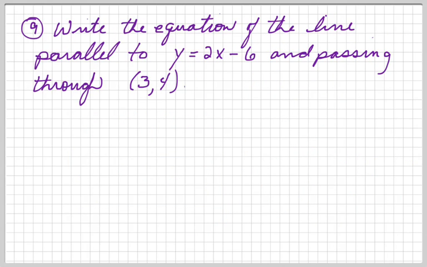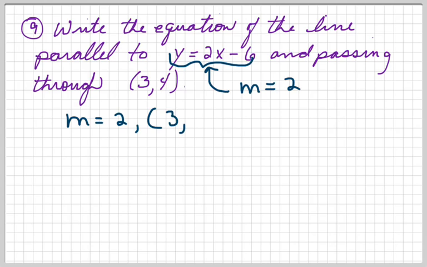Problem 9, we have to be parallel to this equation, y equals 2x minus 3. Hey, if we're parallel, we have to have the same slope. So we're going to use the slope of 2. So now we have, write the equation with a slope of 2 that goes through 3, 4. Same as the previous problem practically.